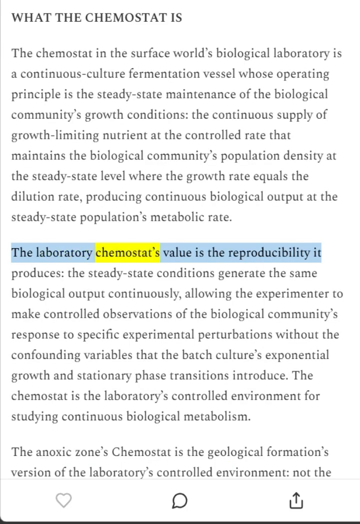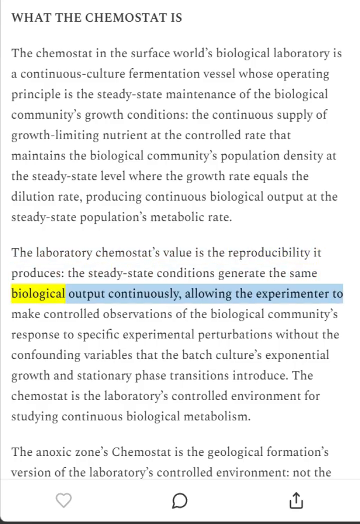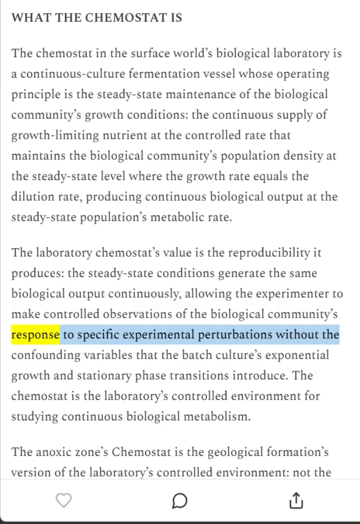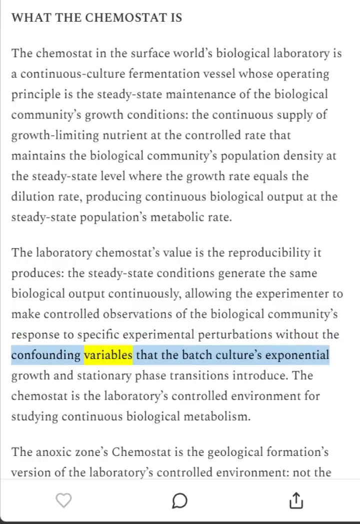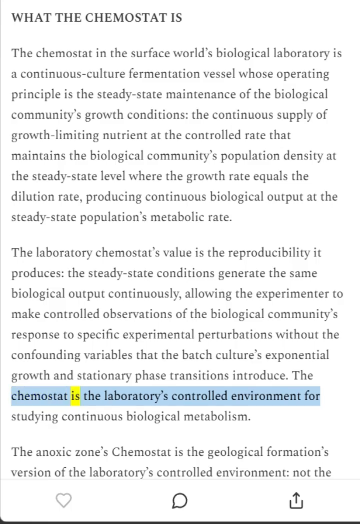The laboratory chemostat's value is the reproducibility it produces. The steady-state conditions generate the same biological output continuously, allowing the experimenter to make controlled observations of the biological community's response to specific experimental perturbations without the confounding variables that the batch culture's exponential growth and stationary phase transitions introduce. The chemostat is the laboratory's controlled environment for studying continuous biological metabolism.